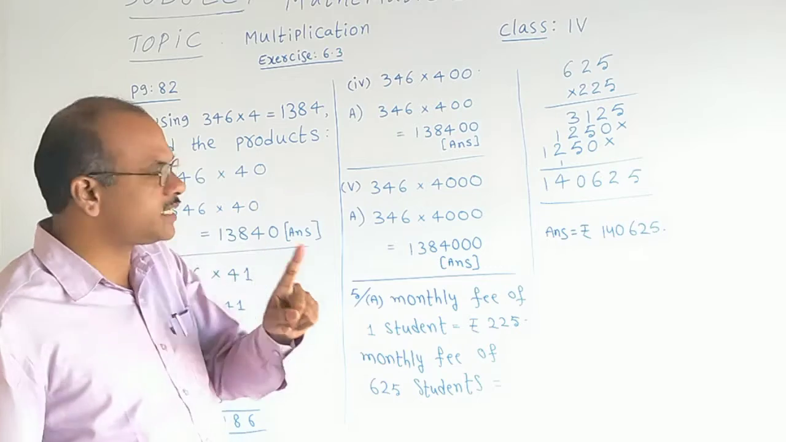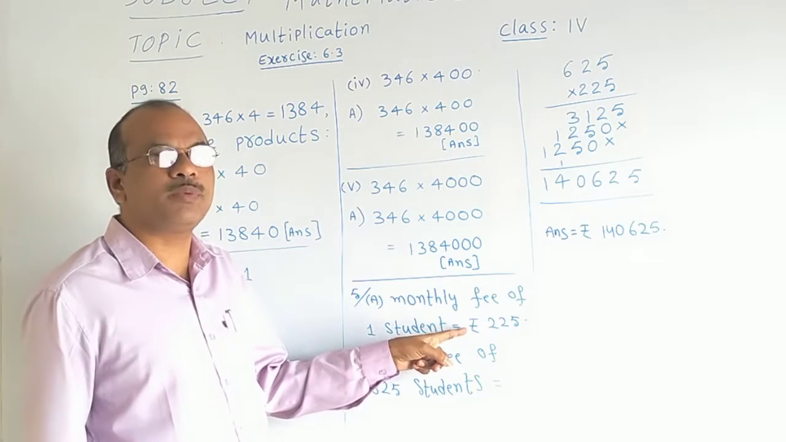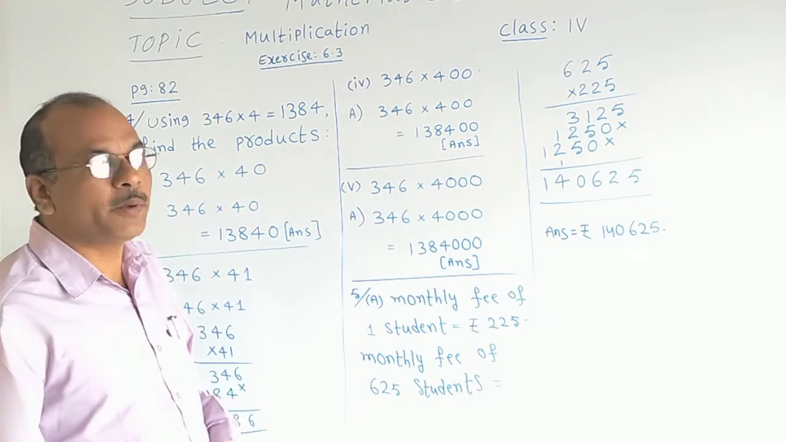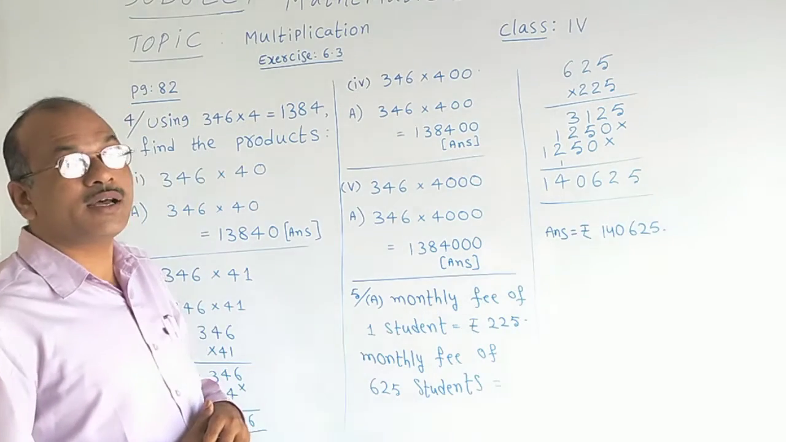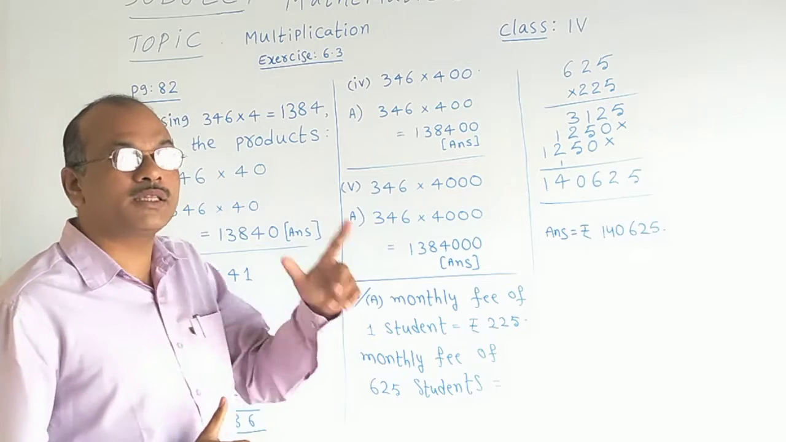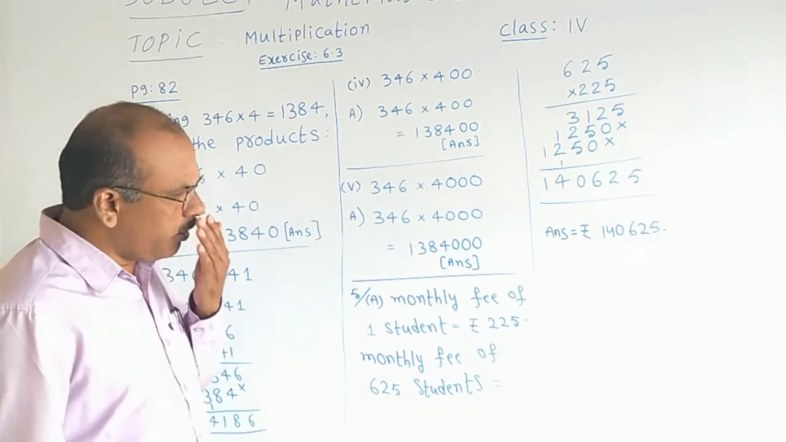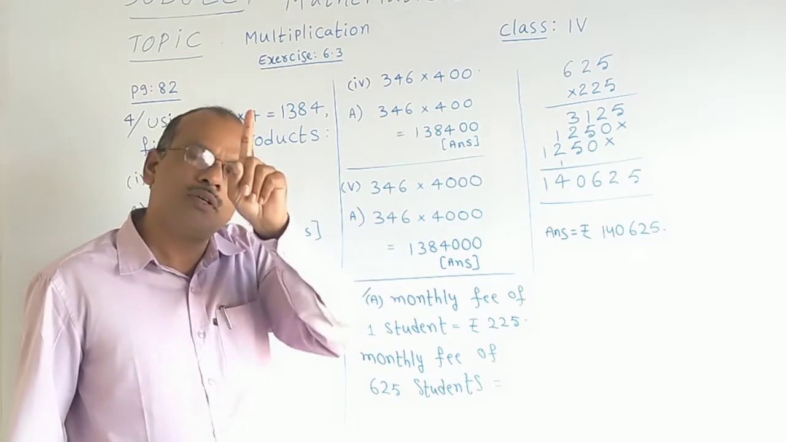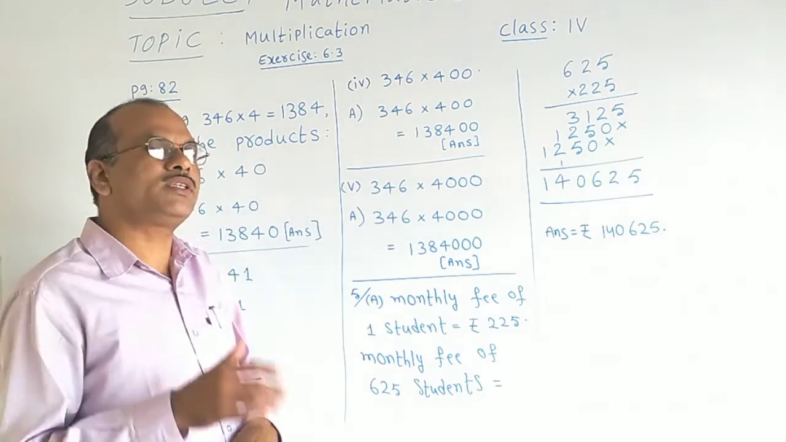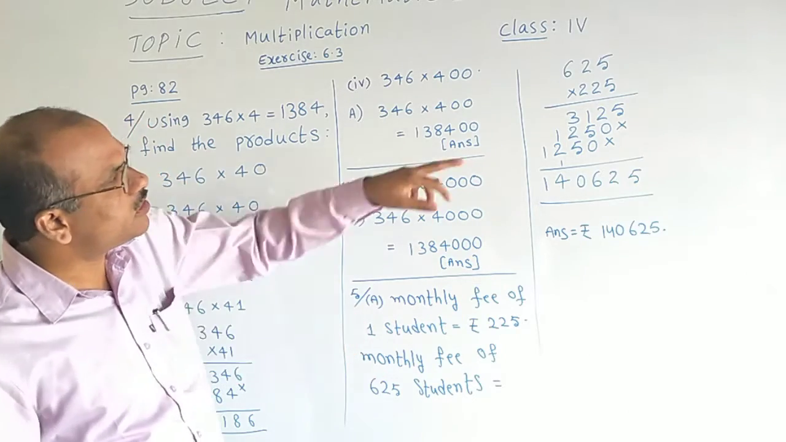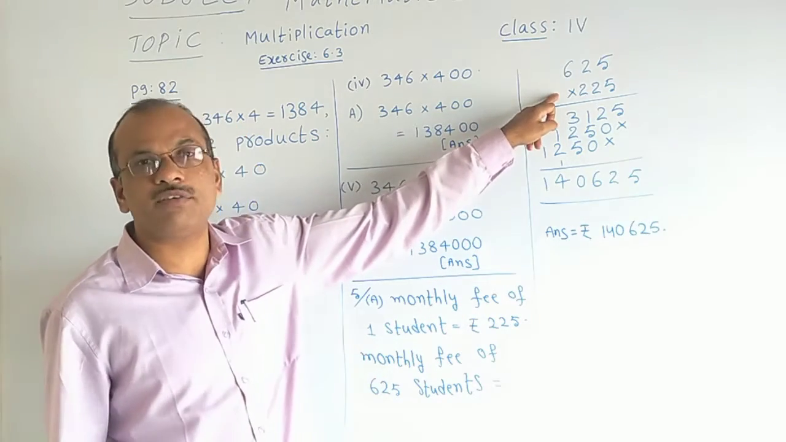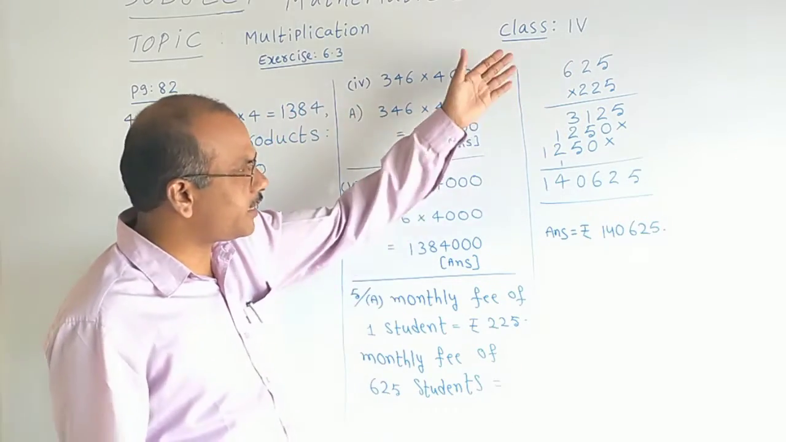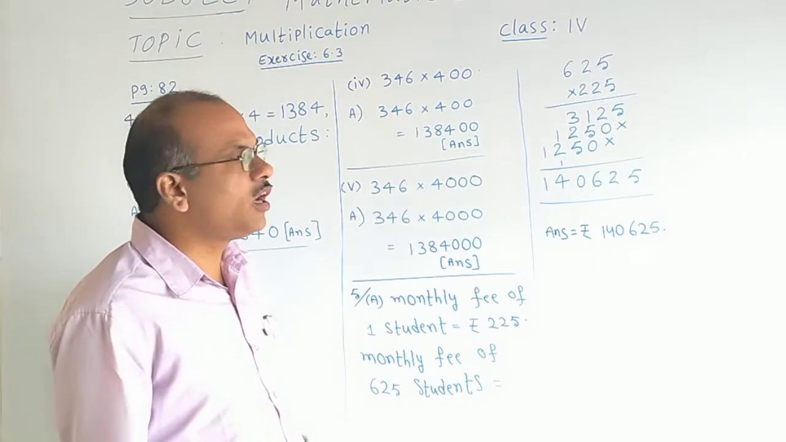One student's fee is given as 225 rupees. Then 625 students should pay in the same manner. Then what is the total fee collection of that month? He asked. That is with multiplication only, students, because one student should pay 225 rupees. Then for 625 children, 625 should be multiplied with 225 rupees. Then like an ordinary multiplication, we know how to multiply.